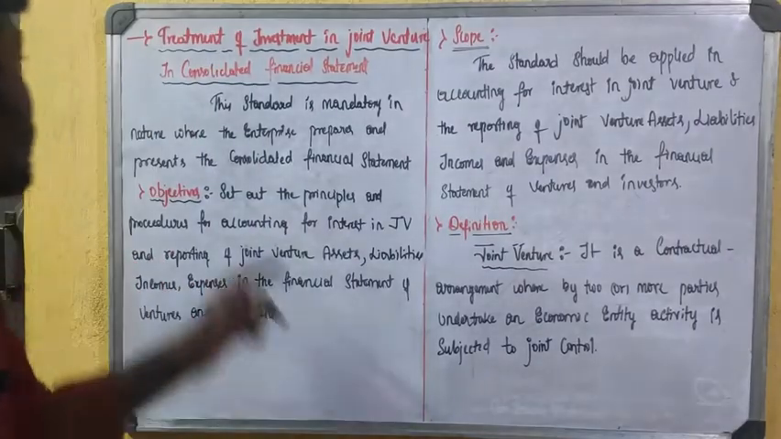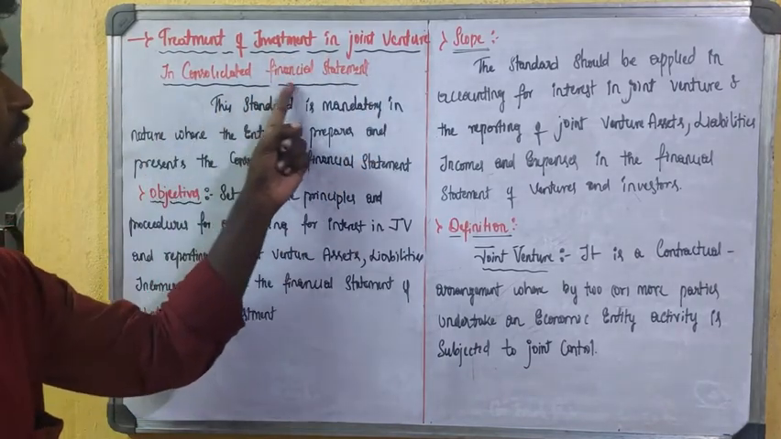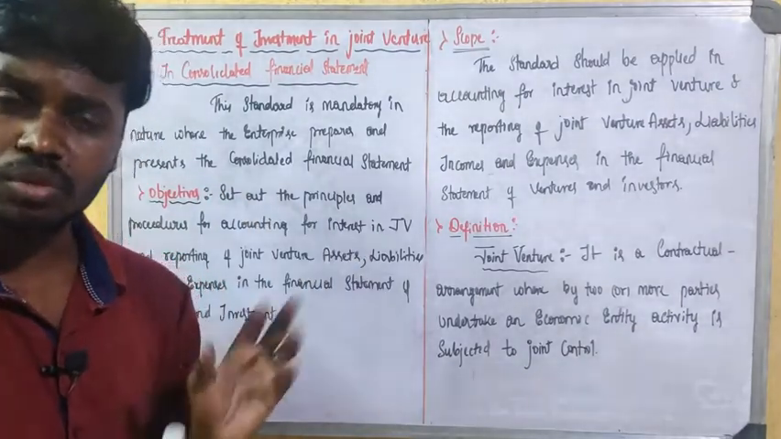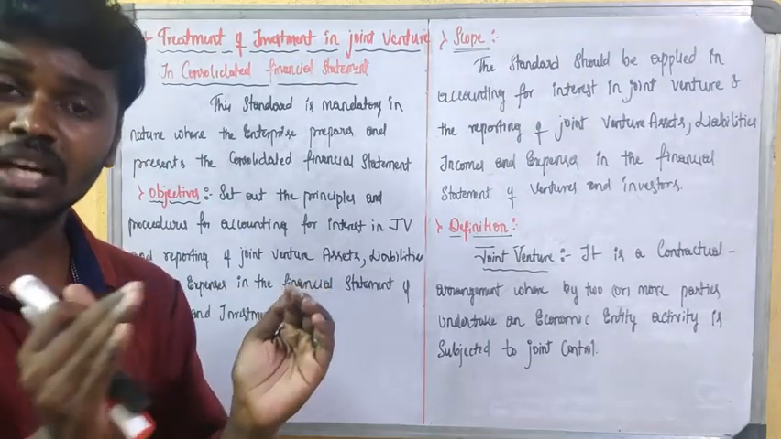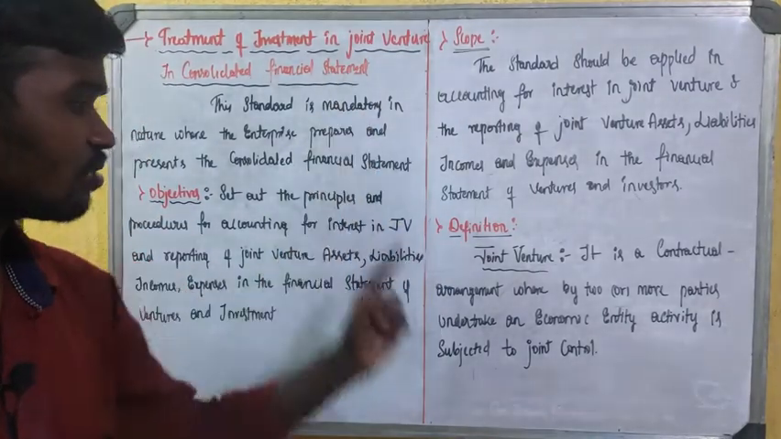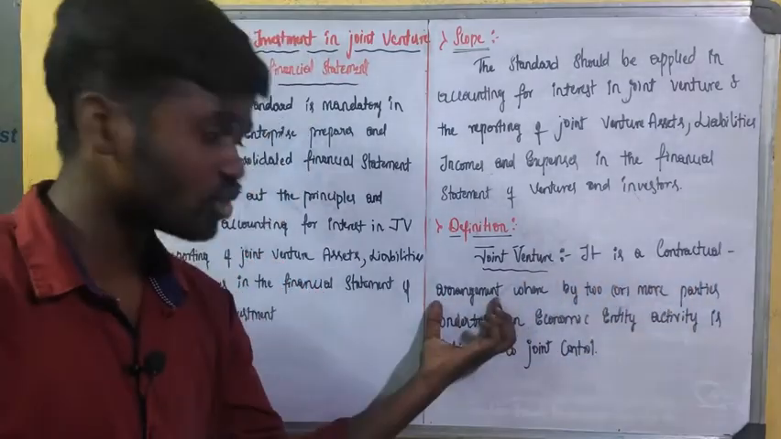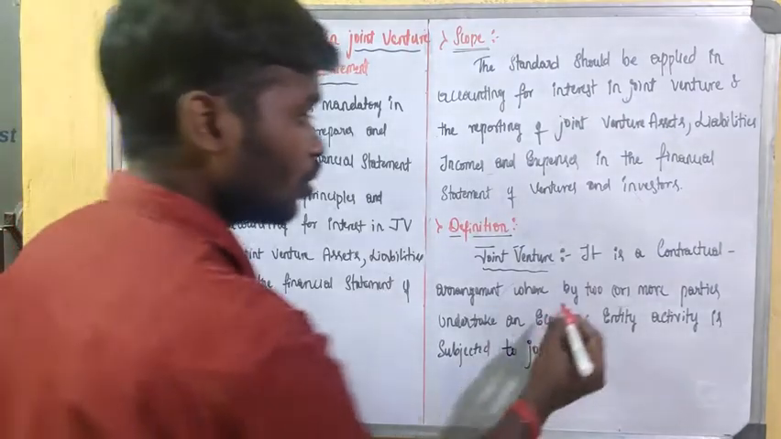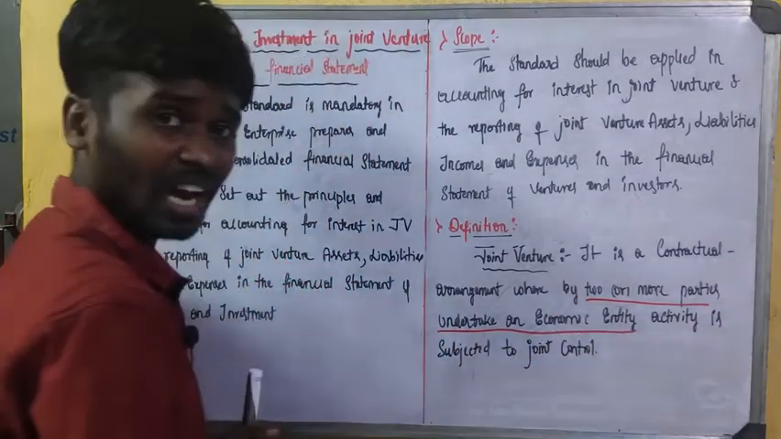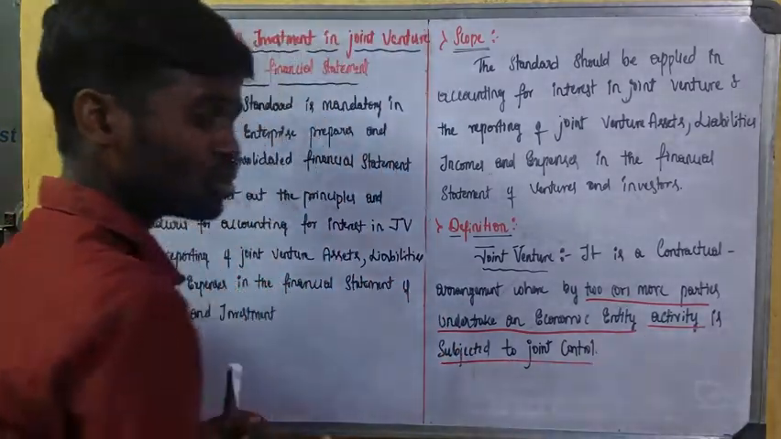And the next concept, that is treatment of investment in joint venture in consolidated financial statement. Okay, so you know what a joint venture is. Joint venture in the sense jointly controlled by two or more parties. See, the definition of this joint venture, it is a contractual arrangement whereby two or more parties undertake an economic entity or an economic business organization activity subjected to joint control.